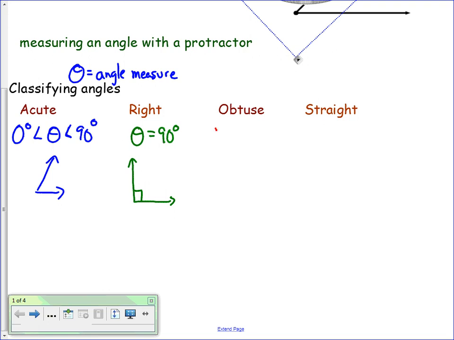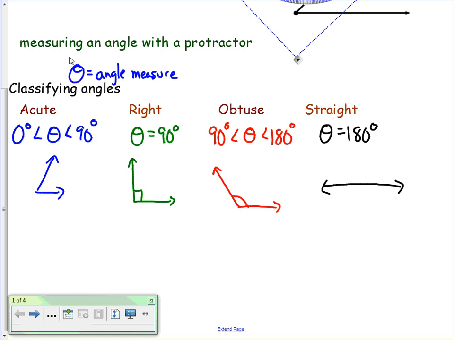Next is obtuse. Obtuse is anything bigger than 90 degrees and less than 180. And you may see a line drawn like that to show the angle. But we're talking anything between 90 and 180. If it's 90, it's right. If it's 180, we say it is straight. Another name we use for a straight angle is a line. A straight angle is simply a line.